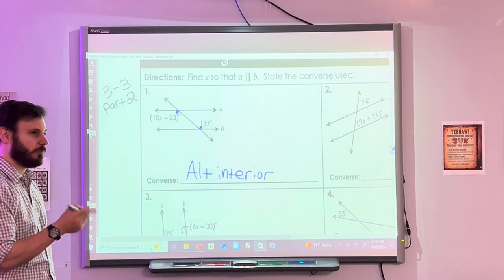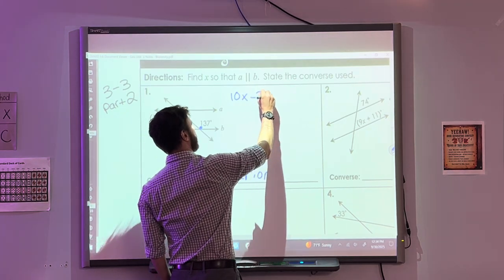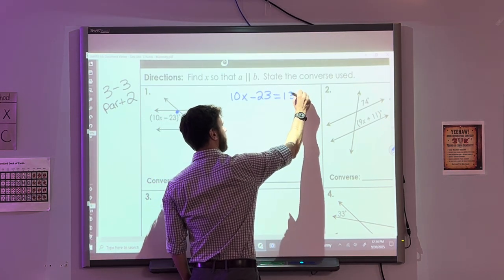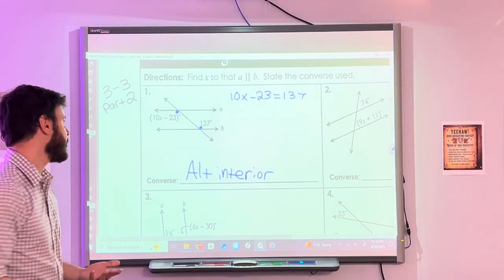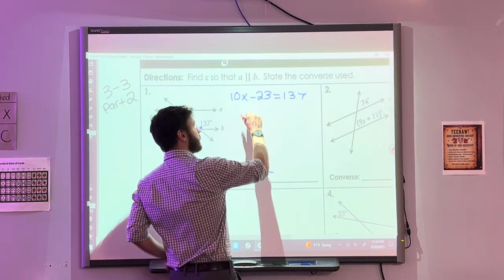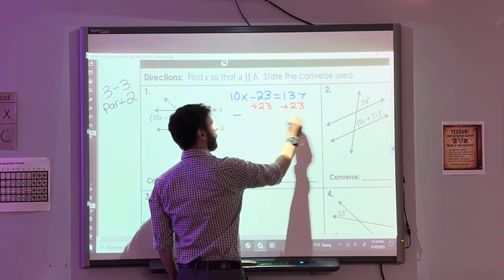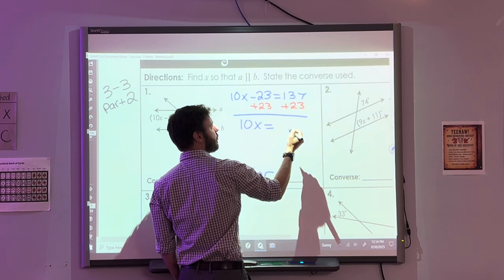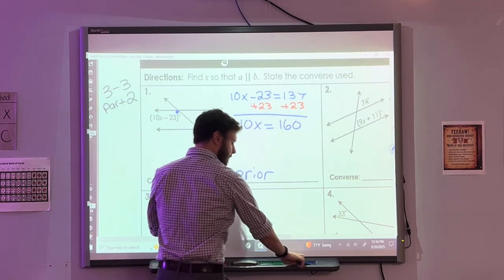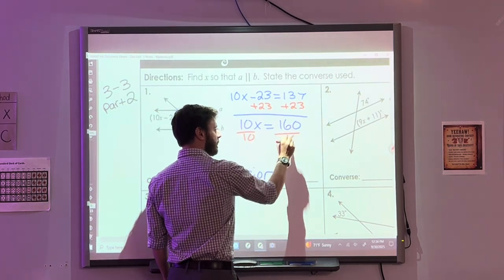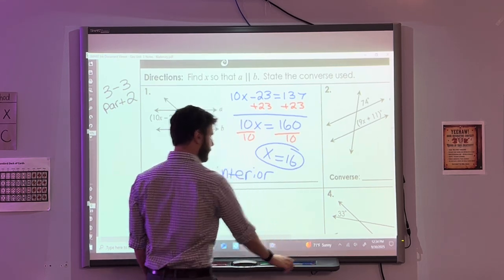And those should be congruent to each other. So that means that these values, 10x minus 23, should be equal. We're gonna add the 23 to both sides because I want to get x all alone. X equals, what is that, 160? Now we're going to divide by that 10. And I get x equals 16. And we already have our reason.